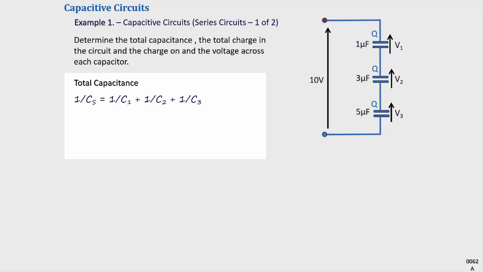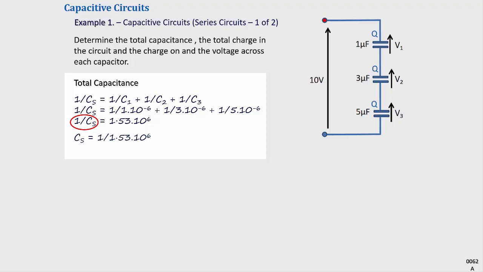The reciprocal of the total capacitance of a series-connected circuit is the sum of the reciprocals of all the individual capacitors. Substituting the values, 1 over CS equals 1 over 1 times 10 to the power minus 6, plus 1 over 3 times 10 to the power minus 6, plus 1 over 5 times 10 to the power minus 6, which equals 1.53 times 10 to the power 6. That is the reciprocal of CS.